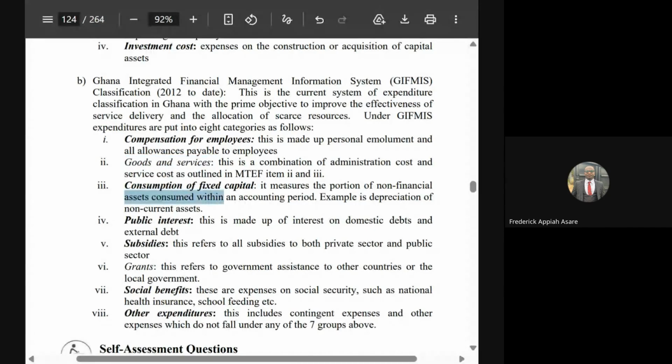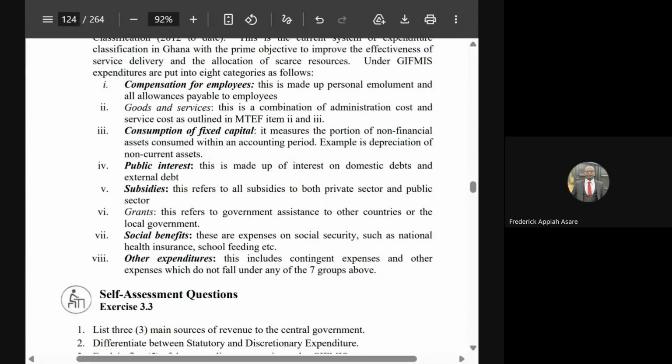Then we have consumption of fixed assets. This consumption of fixed assets also costs about the depreciation. So it measures the portion of the non-financial assets, that is the PPE, consumed within the accounting period. Example is depreciation of the non-current assets. We have public interest, that is in case they went for a loan, the interest that they pay on it is part of, or falls under, this public interest.